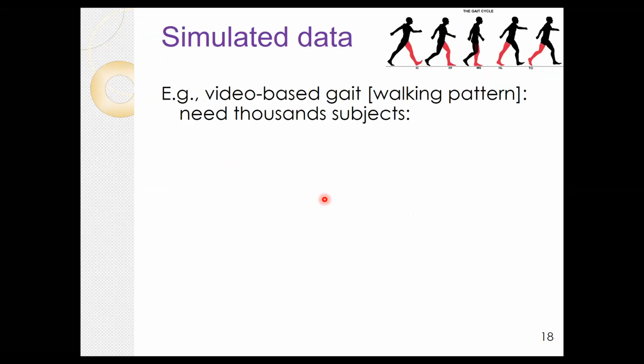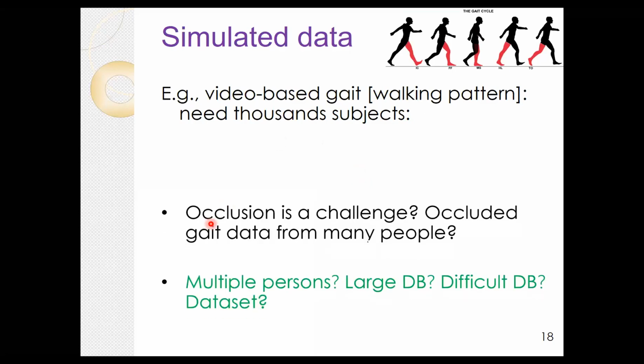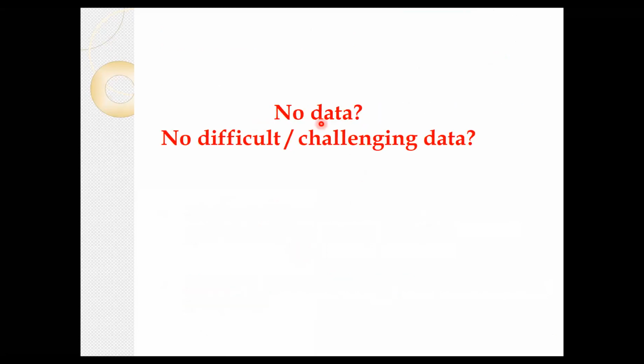For example, we know that walking pattern means how we walk. Video-based walking pattern is called gait recognition. It is a very well established research domain in computer vision for the last 20 years, especially after GPU and deep learning. It has boomed again. The point is that we have full body data, but we don't have occlusion. We don't have multiple persons. We don't have large data with occlusions, or other problems. So what to do? If we do not have data, then create it artificially.